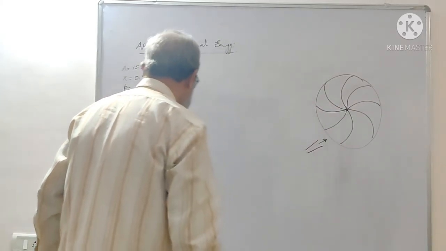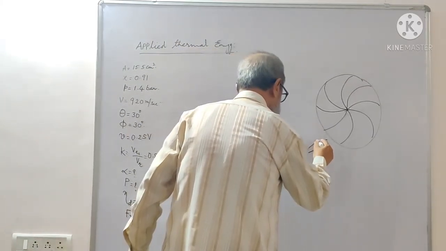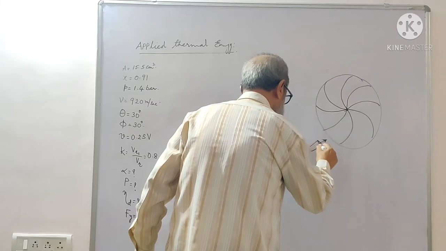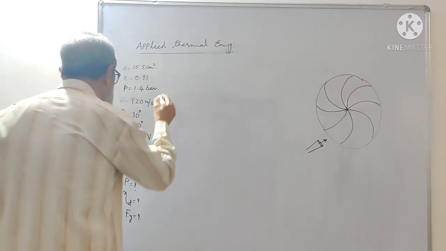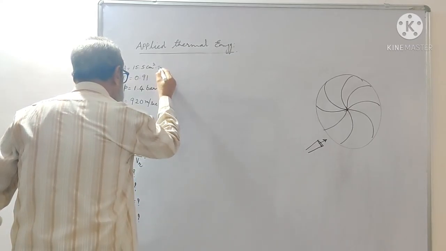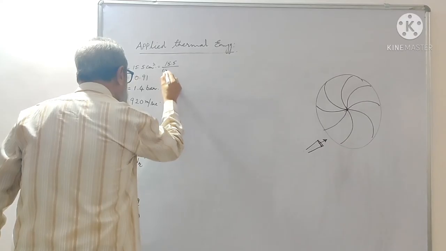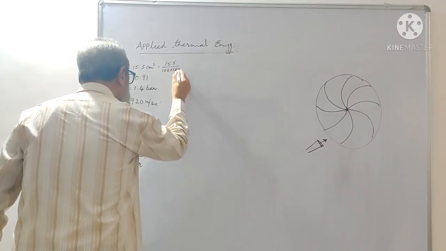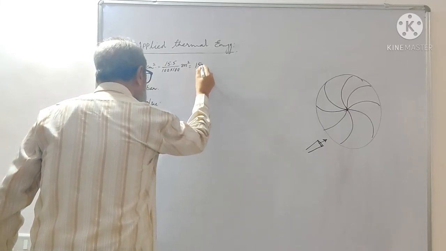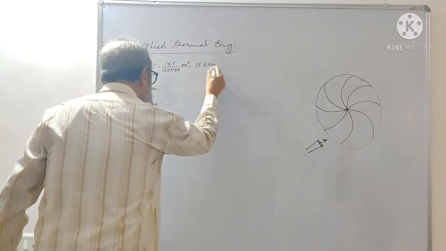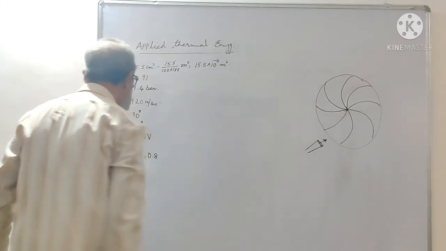Okay, this is it. Now, here he has given the area of the nozzle at the exit of the nozzle. It is given as 15.5 square centimeters. That will be 15.5 divided by 100 into 100 square meters, or 15.5 into 10 to the power of minus 4 square meters.